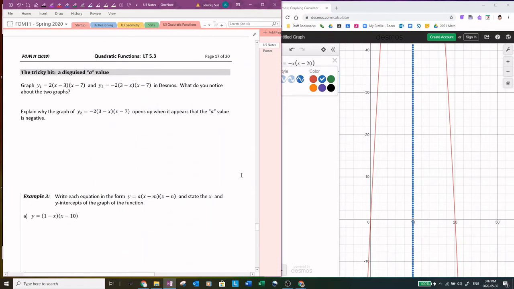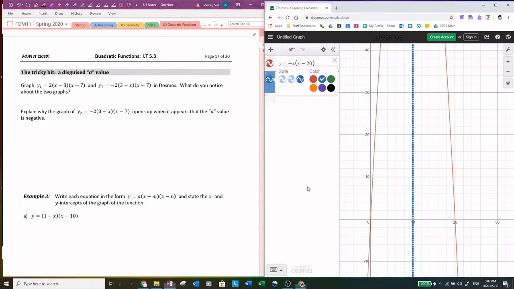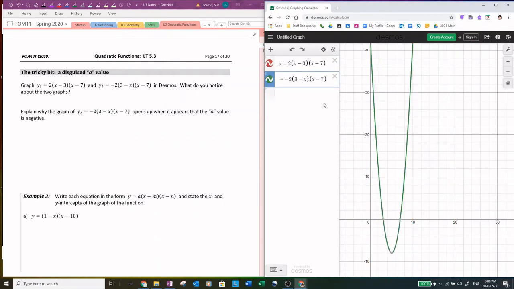Okay, this is the tricky bit, okay? Let's look at these two graphs in Desmos. Okay, so we have two different equations, and they are right on top of each other. And what we're asked to do, what do we notice about the two graphs? They appear to be the same function, appear to be the same graph.